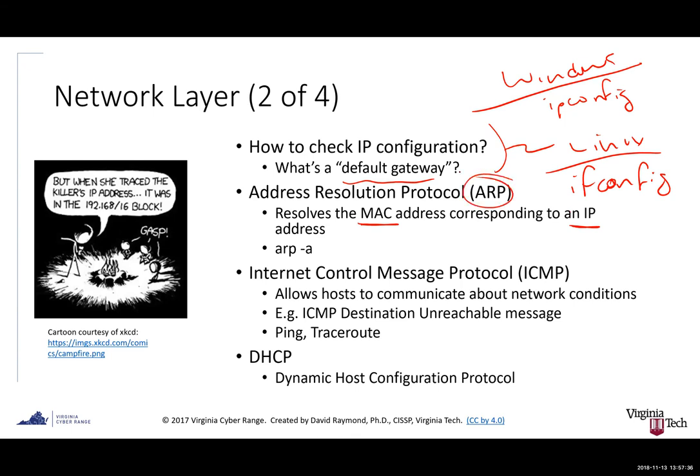Then you have some other protocols. ICMP is some sort of background network communication that helps control for things like congestion. And then there's dynamic host configuration protocol that's used to dynamically assign IP addresses to devices as they enter and leave a network. These are some more advanced topics in the network layer.